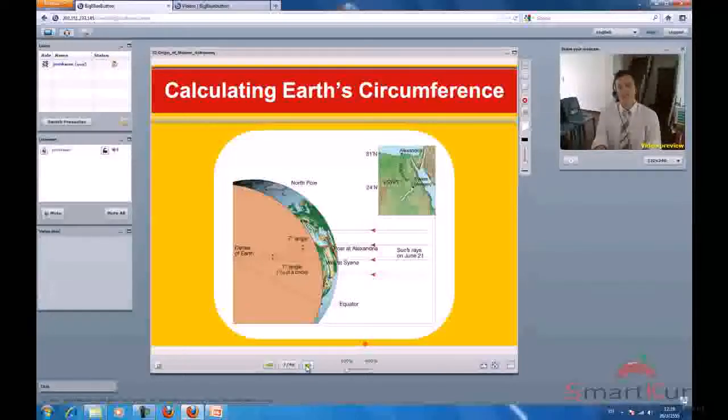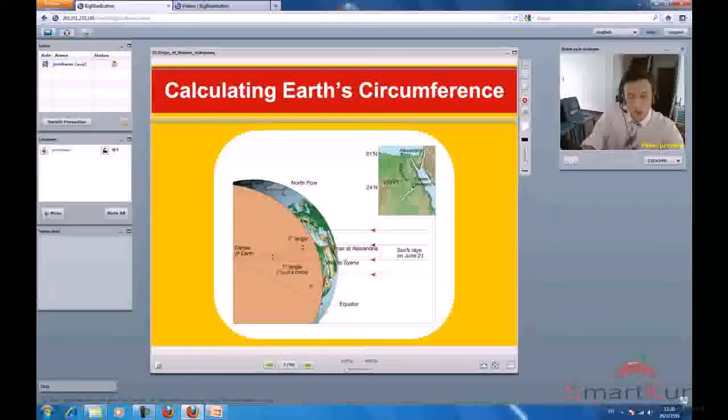Calculating Earth's circumference. Now you may know from your lesson in geography that circumference refers to the distance around a circle. We know the circumference of a circle, we use that old formula 2 pi r, 2 times pi times the radius, to calculate the circumference of a circle. This picture on slide 7 shows you a really brilliant experiment that was devised by a Greek astronomer named Eratosthenes.